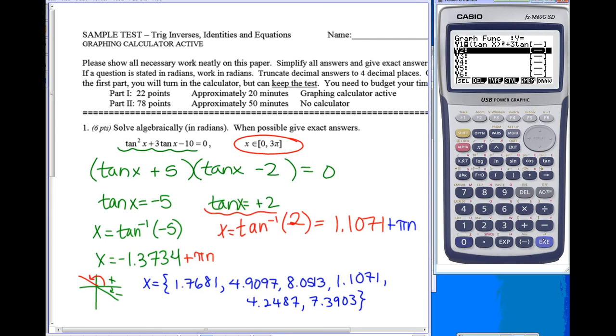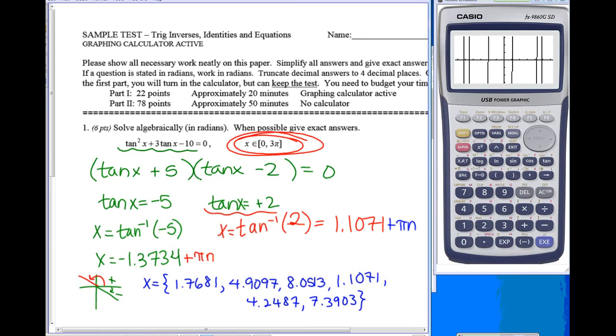So I'm going to graph the left side. The right side is just equal to 0, so I don't need to really graph that. That's just my x-axis. Now, if I draw this, my graph might look crazy, but the important thing to remember is that I needed my domain to be between 0 and 3 pi.